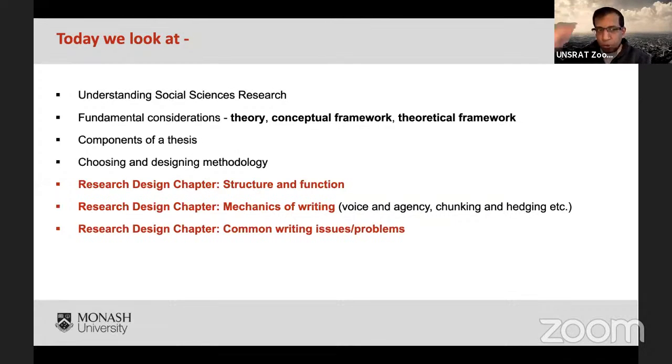We will then look at the different components of a thesis, but our main focus would be on the research design chapter. So the methodology or the research design chapter. And within that chapter, I'll be talking about three aspects. One is the structure and the function of this chapter. The second one is the mechanics of writing. So some of the things that we need to keep in mind when we want to write the research approach or the study design chapter. And finally, I will also talk about some of the common issues or problems that you're likely to experience when you're writing your methodology or study design. By the way, methodology and study design, I'm using these terms interchangeably because they are more or less the same thing. So this is the main focus of the study. The rest is just the broader context or the broader canvas, but not the main focus.